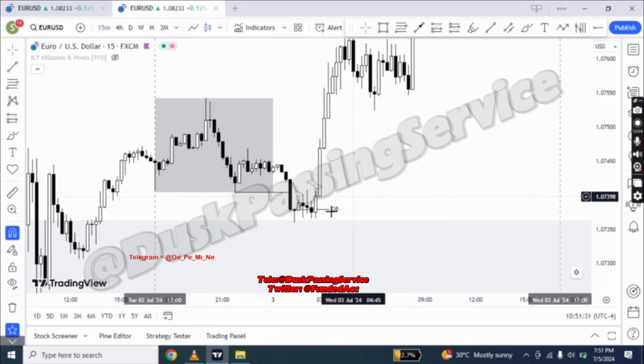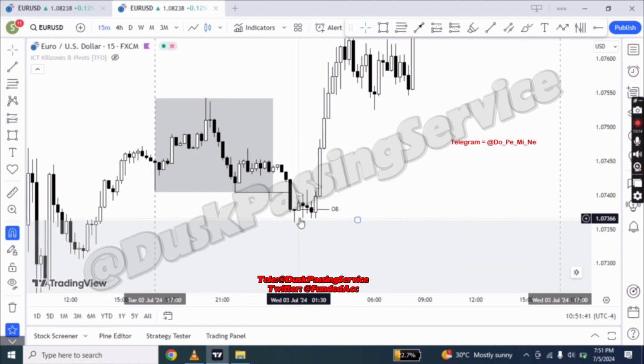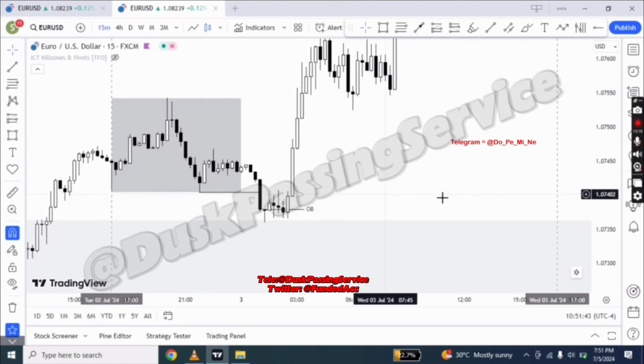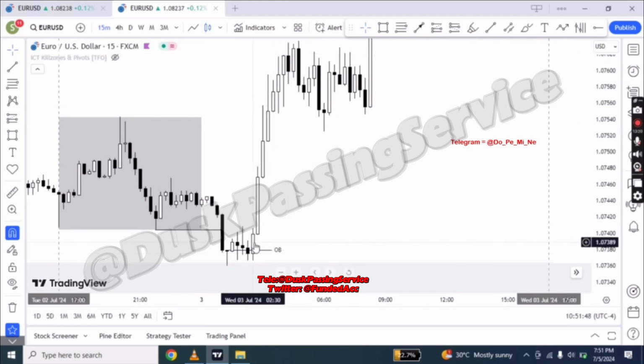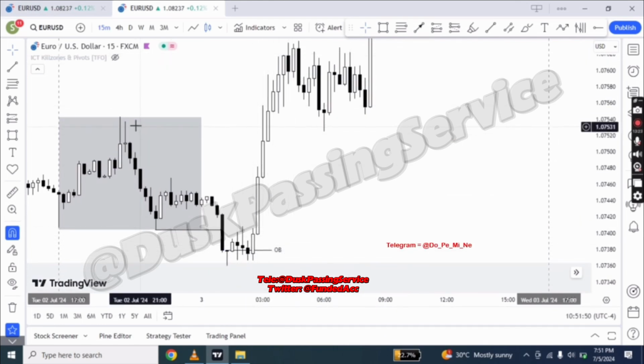Now right here you can see that we had a manipulation profile after the ranging profile ended, and then right after that we formed this order block right here on the 15-minute time frame, which basically gave me a confirmation that this manipulation profile is about to end, and now we can potentially position ourselves towards that drawn liquidity and trade it higher. And then I took an entry right here at this order block and rode it higher, and right after that we had an expansion profile towards the drawn liquidity.